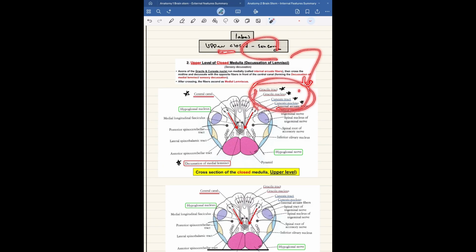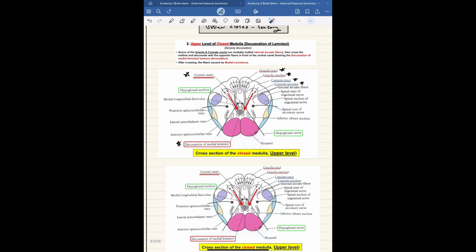And those structures, sensory structures, will cross, decussate. So you'll see decussation of medial lemniscus, which makes sense, right? Finally, you see the hypoglossal nerve, just to identify. And notice one more thing: central canal is there. Your central canal is seen, meaning it is a closed medulla.